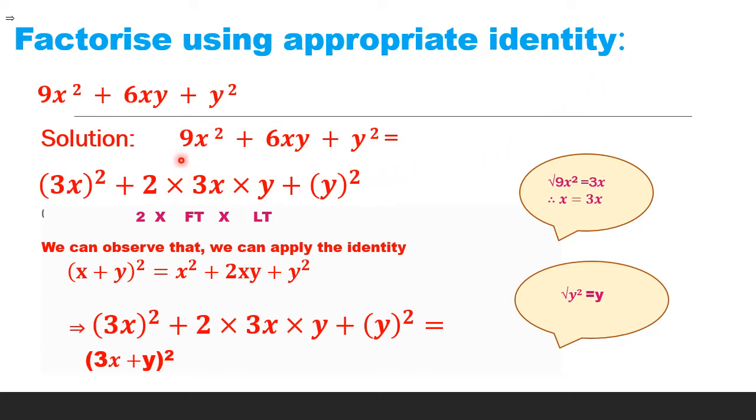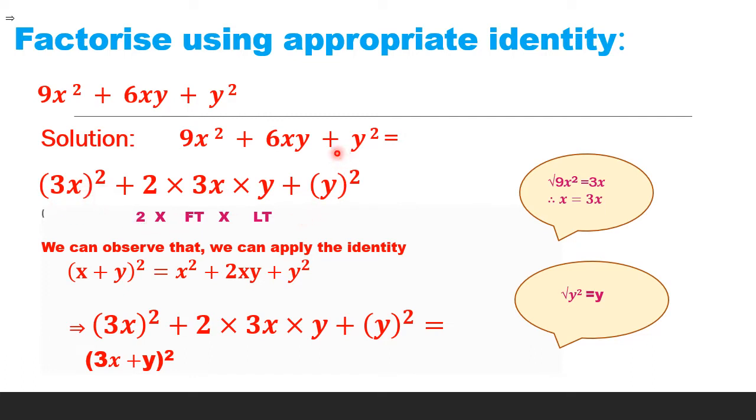Now you can see the algebraic expression 9x squared plus 6xy plus y squared. Now, we can write this in the form x squared plus 2xy plus y squared. Let us see how to write. What is the square root of 9? It is 3 and the square root of x squared is x. Write it in the bracket. You get 3x whole squared.